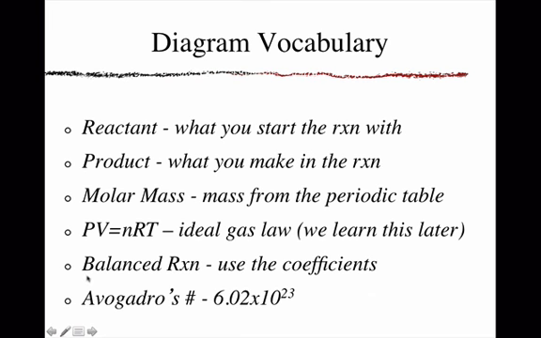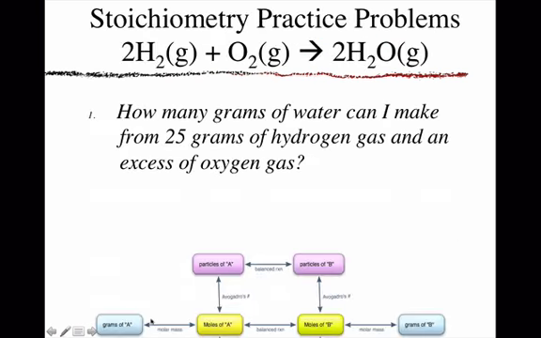When it says balanced reaction in the diagram, you're going to use the coefficients. That's what it's talking about. Use the ratio of the big numbers out in front. And then Avogadro's number, of course, is the 6.02 times 10 to the 23rd.